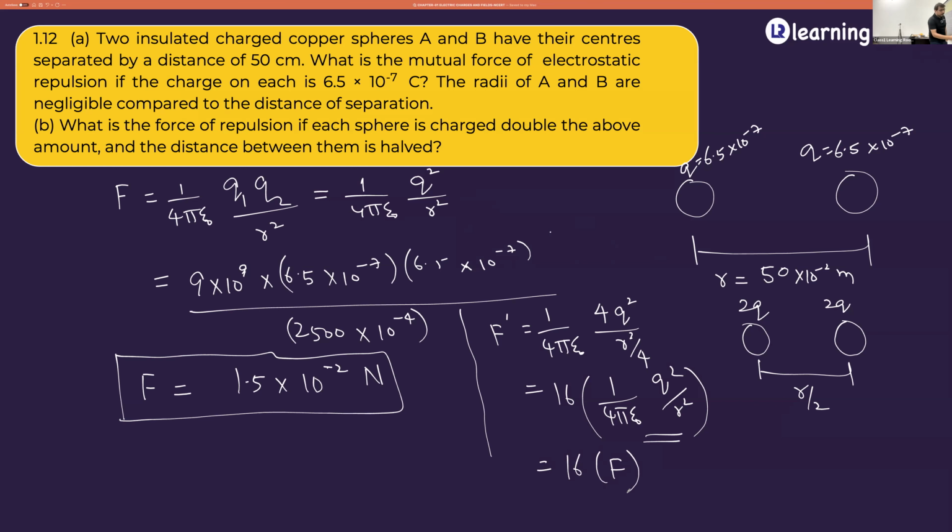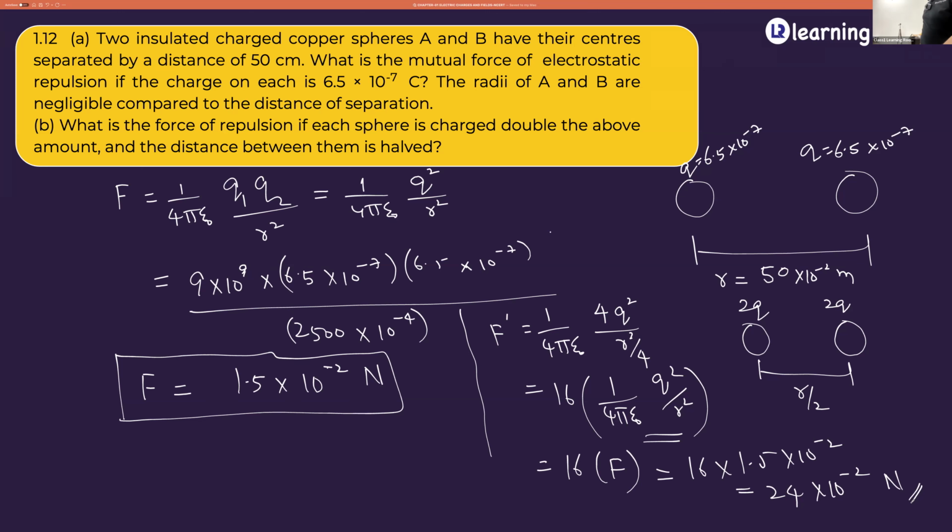Okay. This is going to be 16 into 1.5, which is 3 by 2 basically. So 16 into 1.5 into 10 power minus 2 will give me 24 into 10 power minus 2 Newton. Right. 16 into 3 by 2, 8 into 3, correct. It's going to give me 24 into 10 power minus 2 Newton. Am I clear with this? This is not the toughest part. Let me complete the next one and then you can copy it.